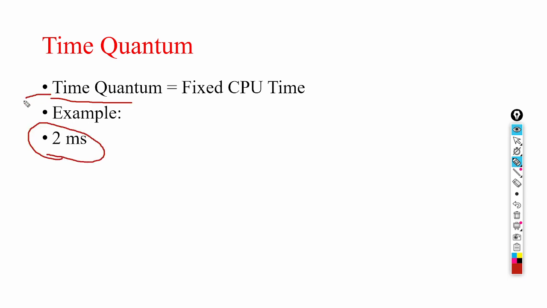These 2 milliseconds we call the time quantum. The time quantum determines how long a process can use the CPU before the scheduler switches to another process. Again, the time quantum determines how long a process can use the CPU before the scheduler switches to another process. Okay, from a simple exam point of view I will give this.